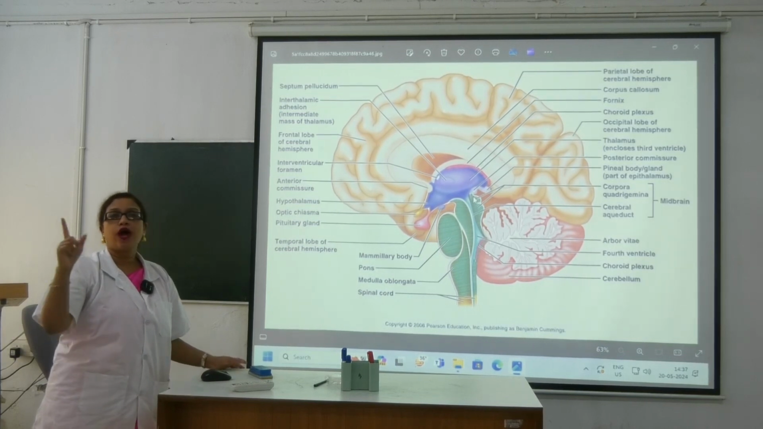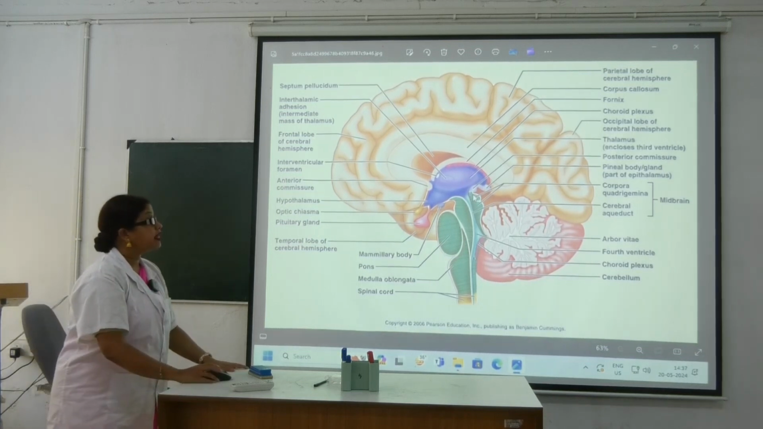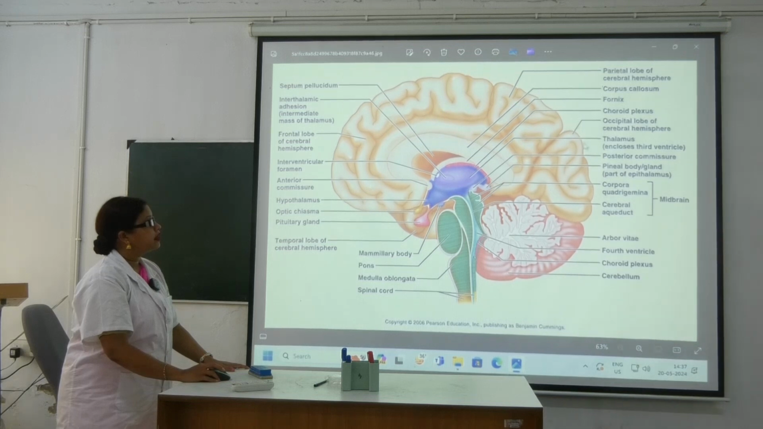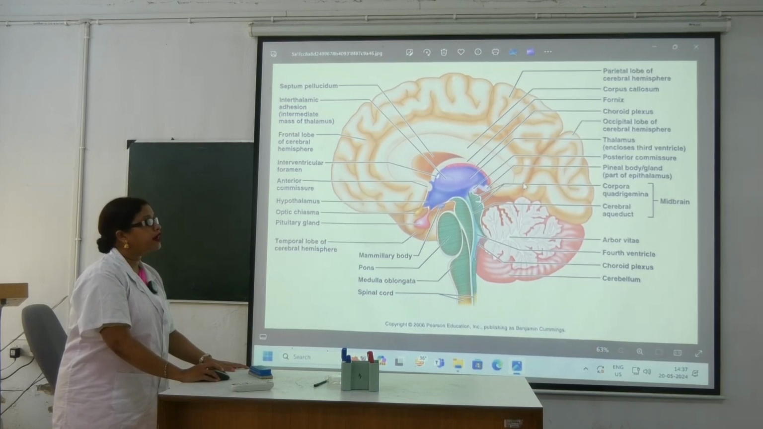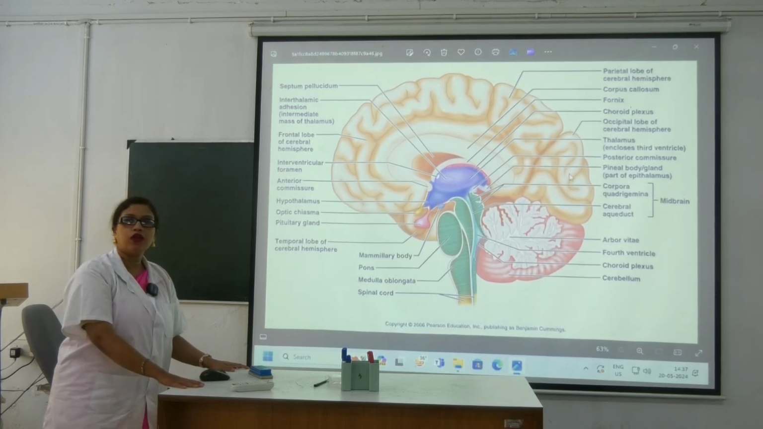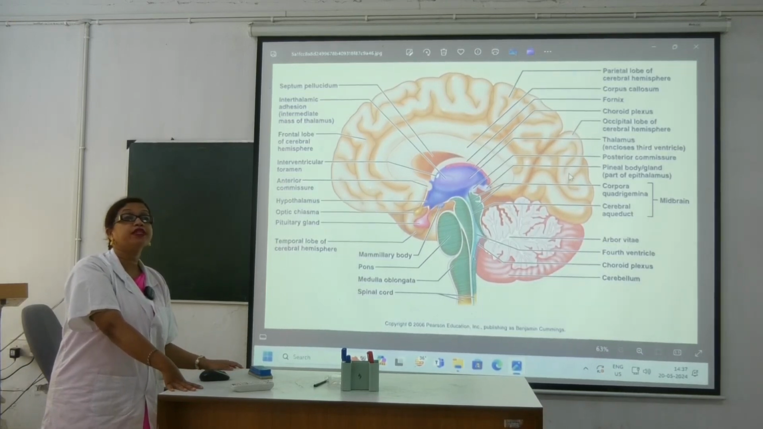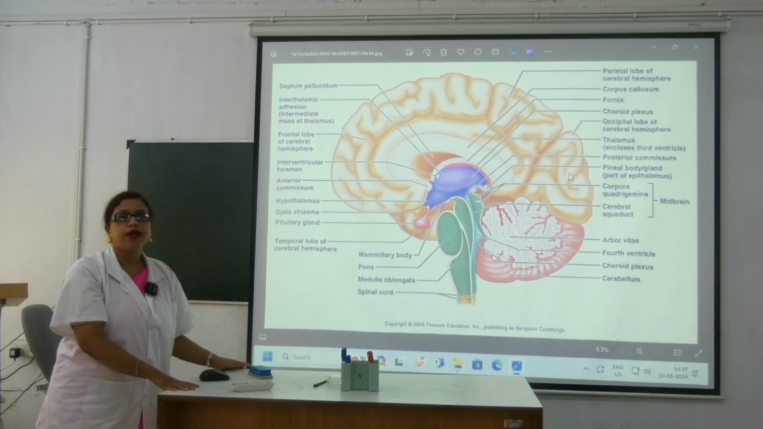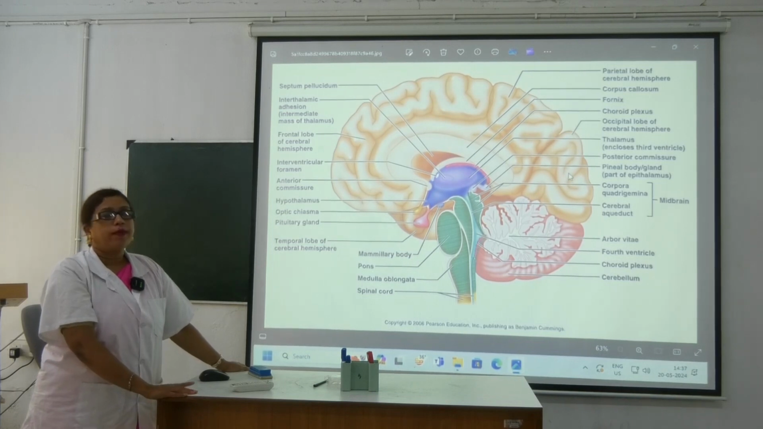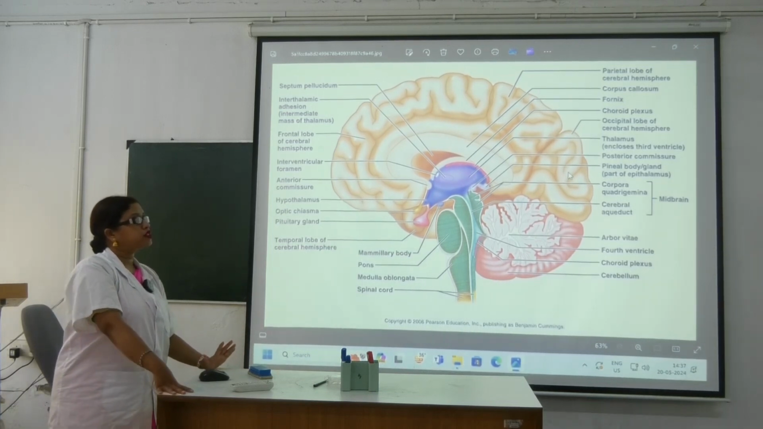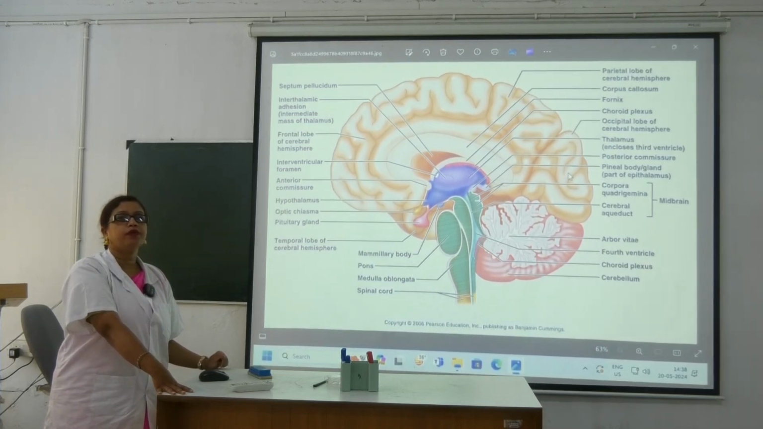Now write it down. There is one dura mater which is separating very nicely. See over this area. This is the occipital lobe, isn't it? This is the cerebellum. So the dura mater which is separating the occipital lobe of cerebrum and the cerebellum, that is known as tentorium cerebelli. The dura mater which is separating the occipital lobe of cerebrum from the cerebellum, that is known as tentorium cerebelli.